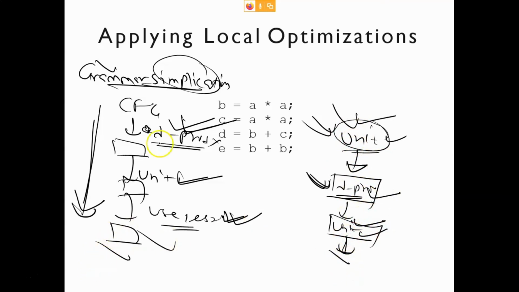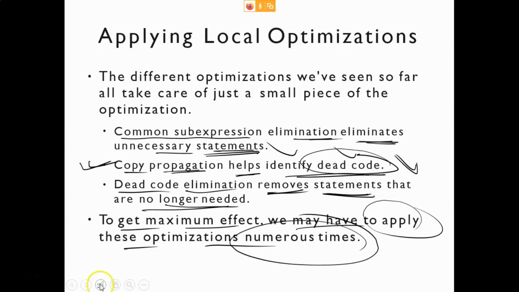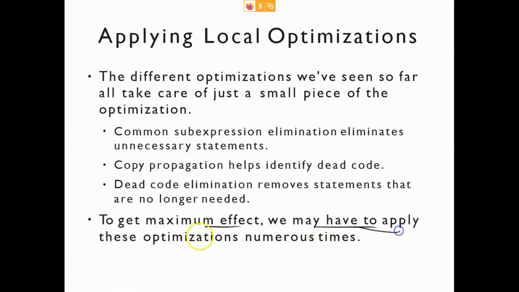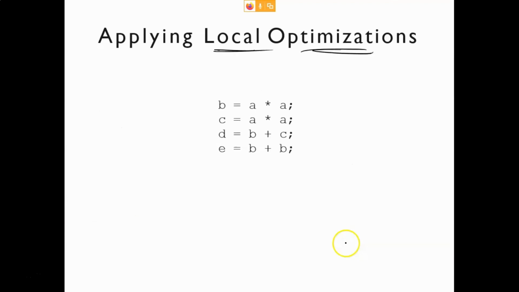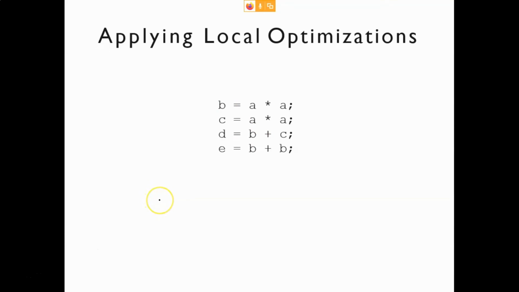So you can see in this grammar simplification, we have an order in which we can apply the algorithms. But in these optimizations actually there is no such thing as order. You can apply them in any order, and if you want to get the maximum benefit, then you will have to apply them again and again. To get the maximum effect, we may have to apply these optimizations numerous times. Let's check this example, and on this example we will see all these three algorithms.